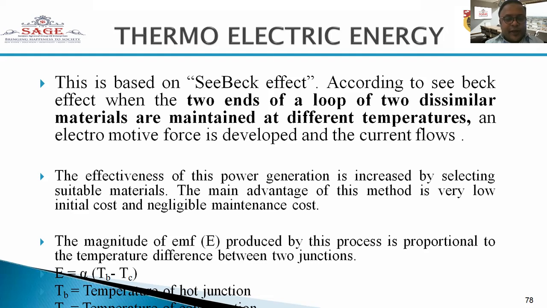The magnitude of EMF, that is E, produced by this process is proportional to the temperature difference between the two junctions. The EMF produced is due to the temperature difference between the two junctions, and E is equal to alpha (TH minus TC). TH is the temperature of the hot junction, and TC is the temperature of the cold junction. This is the main formula for the energy generated.